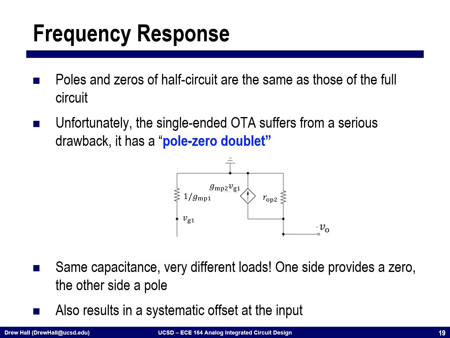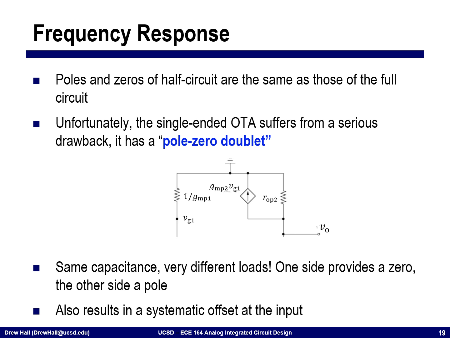Okay, so now you might be asking yourself, well, what about the frequency response of this circuit? It turns out that the poles and the zeros of a differential circuit are equal to the poles and the zeros of the half circuit. Okay, and so once we find the poles and the zeros of a half circuit, if it is symmetric, we know the poles and the zeros of a fully differential circuit. This particular circuit has an undesirable effect from this current mirroring at the output. It has what's known as a pole zero doublet.